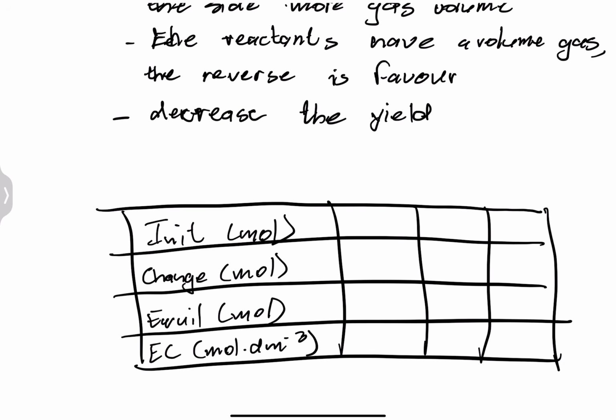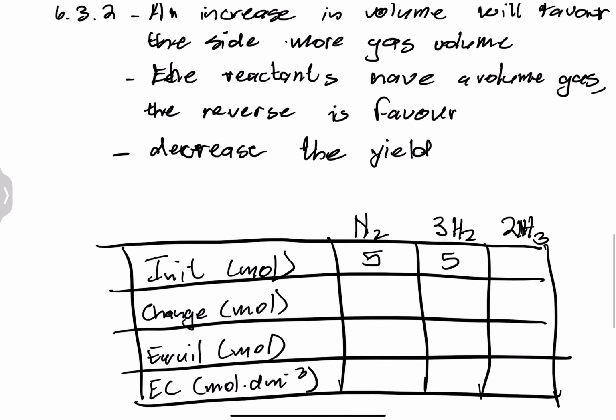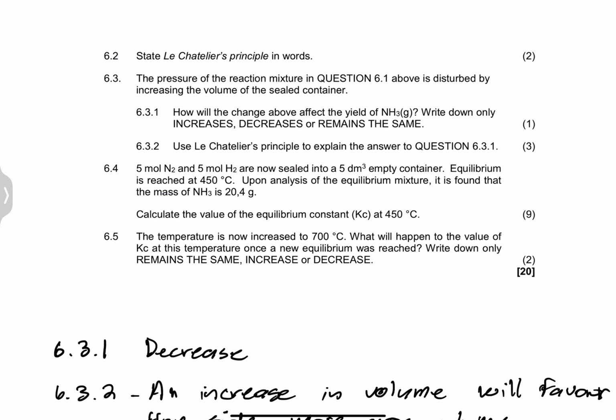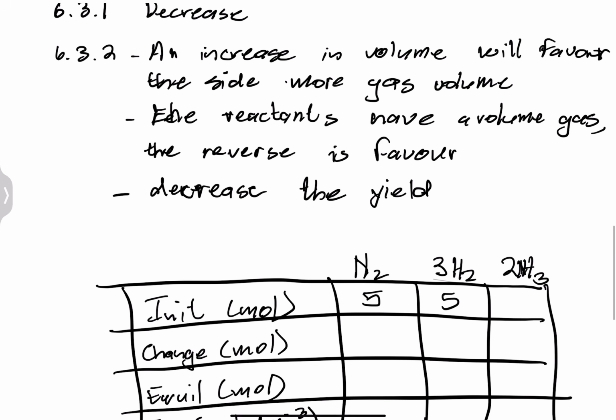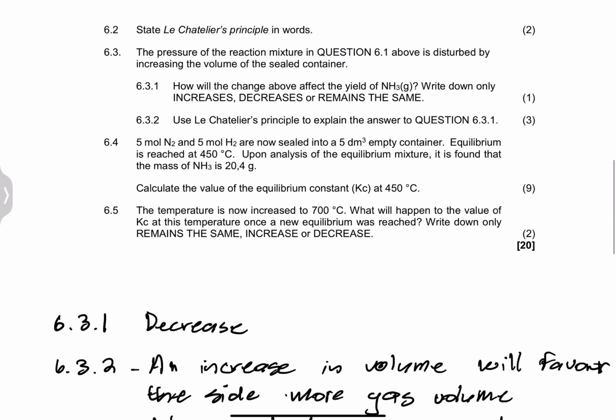So now we've got nitrogen, we've got 3H2, we've got 2NH3. In this case, they told us we've got 5 moles of nitrogen, 5 moles of hydrogen that we started with. But remember, they said nothing about the products at the beginning, so we're going to assume that we started with 0. And then they tell us that NH3 is 20.4 grams.